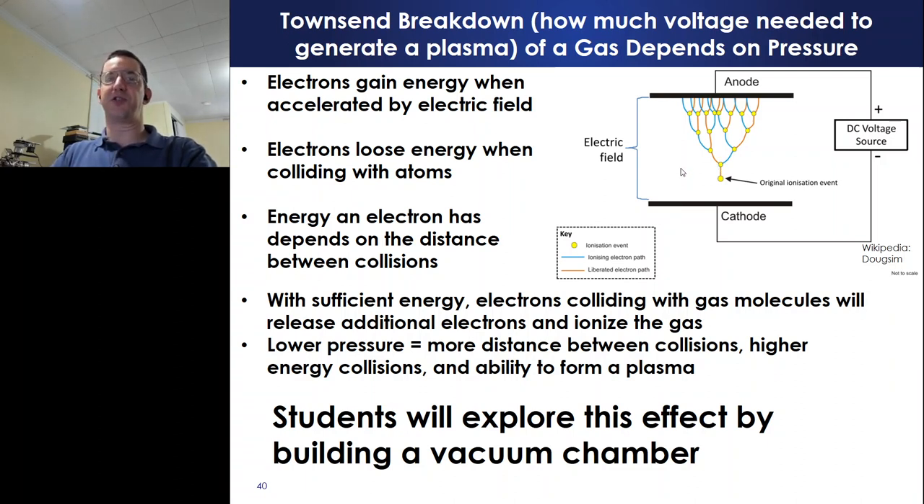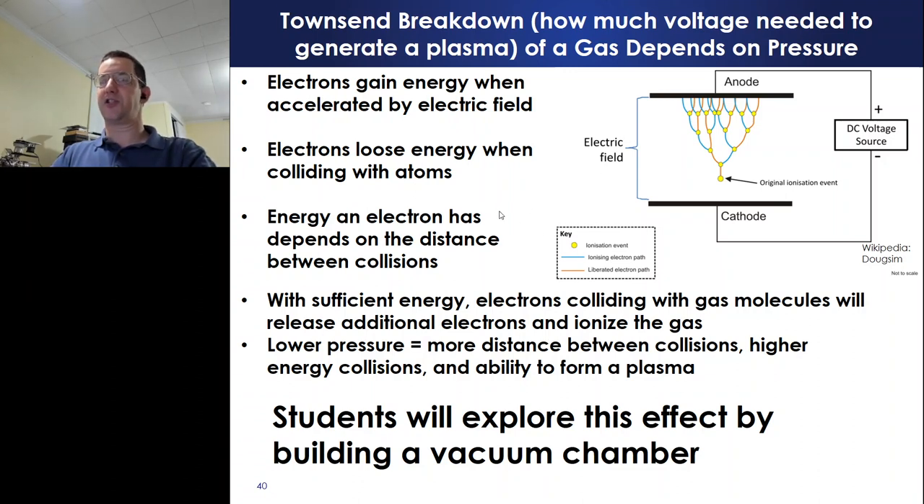You'll remember that if you put sufficient energy into an atom, it can free the electrons and turn that into an ion. Whether this occurs depends on how much energy an electron has when it collides with the neutral atom. Therefore, the distance the electron travels within the electric field determines how much energy it has, as well as the strength of the electric field. With sufficient energy, the electrons colliding with the gas molecule will release additional electrons and ionize the gas. This process will continue until the entire gas within the volume is broken down into a plasma.